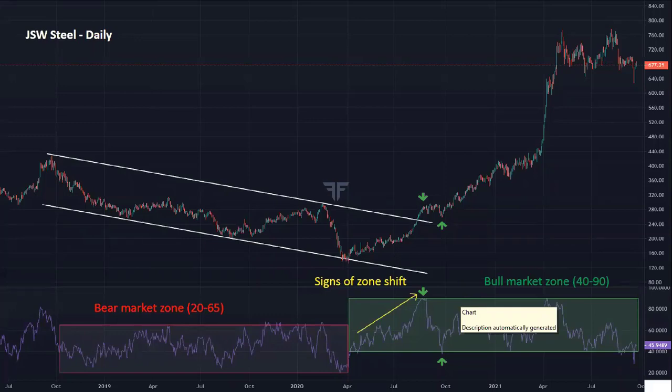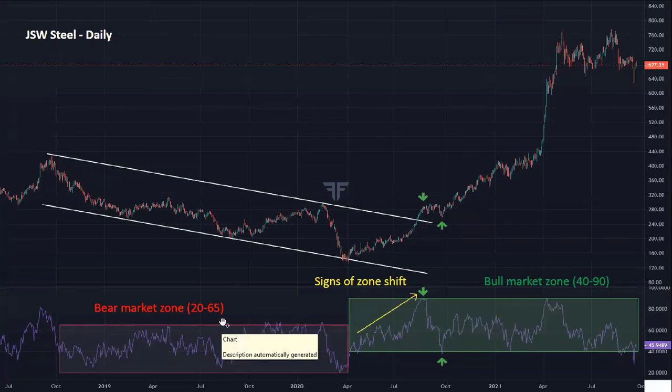So get used to learning how to use RSI zones. Again, let me just repeat. In a bull market, the RSI typically tends to move between 40 and 80. So 40 is a sort of bull market support zone for the RSI, and 80 is a bull market resistance zone. Similarly, when RSI is in a bear market, it typically tends to fluctuate between a zone of 20 to 65, with 20 acting as the bear market support zone and 65 acting as a bear market resistance zone.